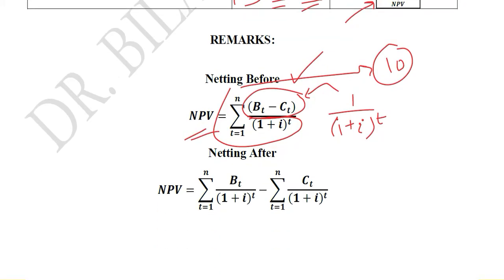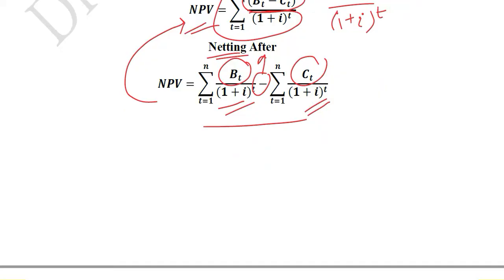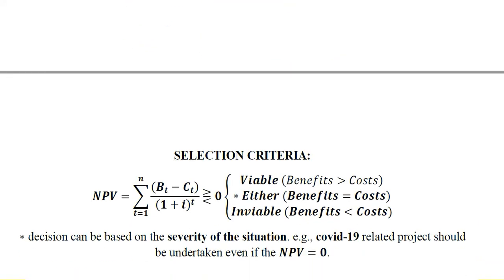So this is the summation form formula of NPV. The netting after approach is the same thing but in a different way. The benefit series is discounted primarily over time, and then the cost series is discounted separately over time, and afterwards the difference is taken, which will give us the same value, that is NPV. So we expressed it in summation form.